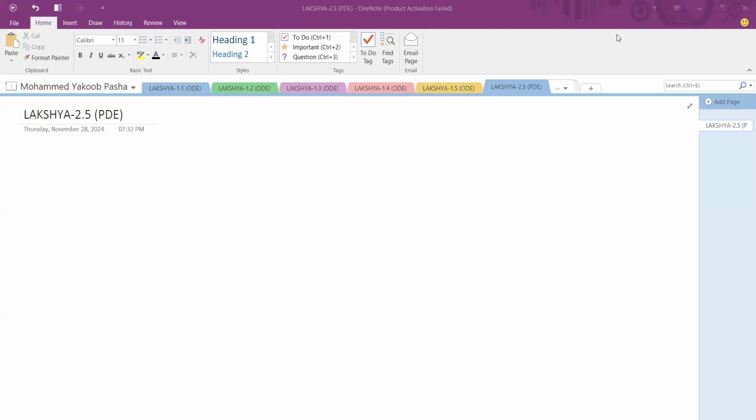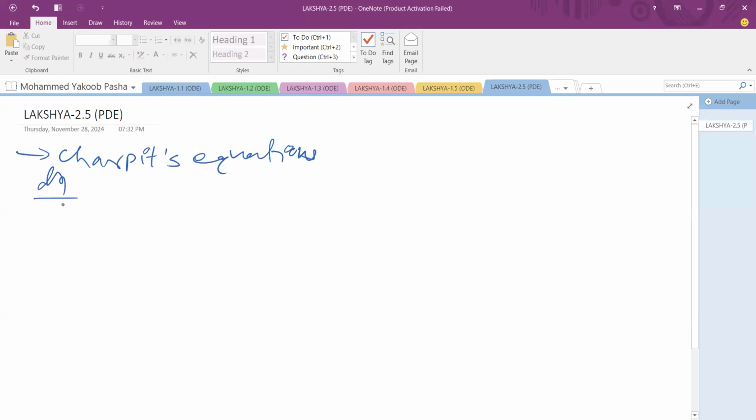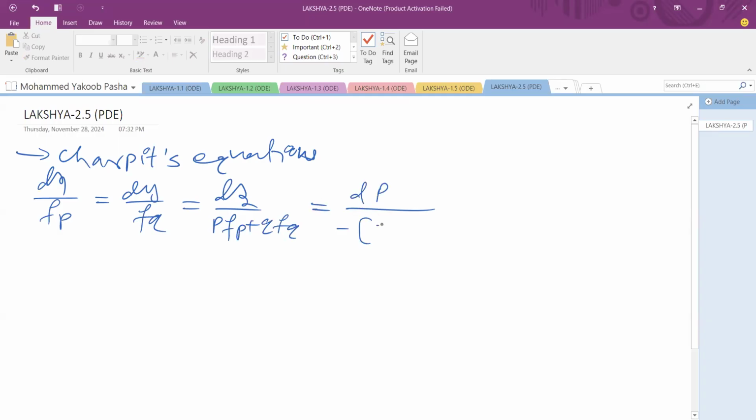To solve first order non-linear differential equations, we use Charpit's equations. That is, Charpit's auxiliary equations are in the form dx/fp = dy/fq = dz/(p fp + q fq) = dp/-(fx + p fz) = dq/-(fy + q fz). These are the Charpit's auxiliary equations.